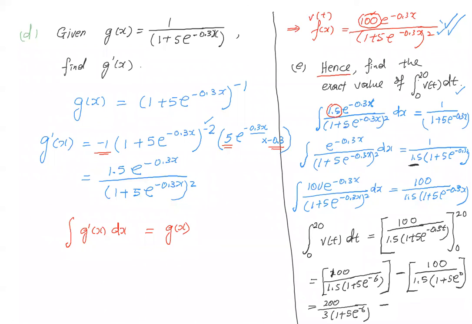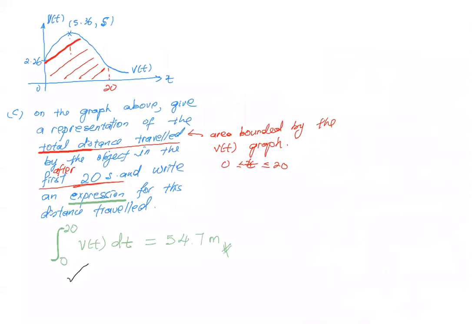Okay, take away. Okay, here is 200 over 3. Then here is 6. So it's 100 over 9. Am I right? Yes. So this will be the exact value. So if you take out your calculator and you count, you will get an approximate value like this. Okay?